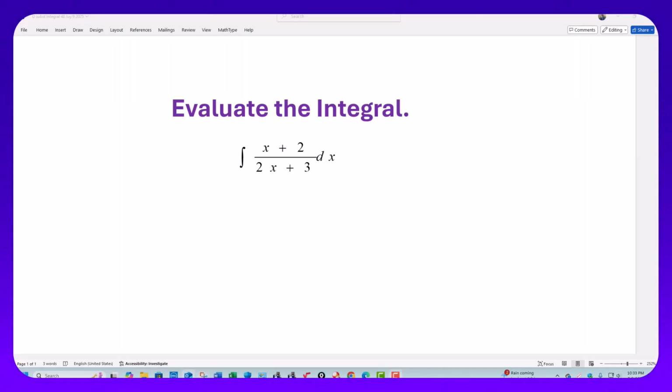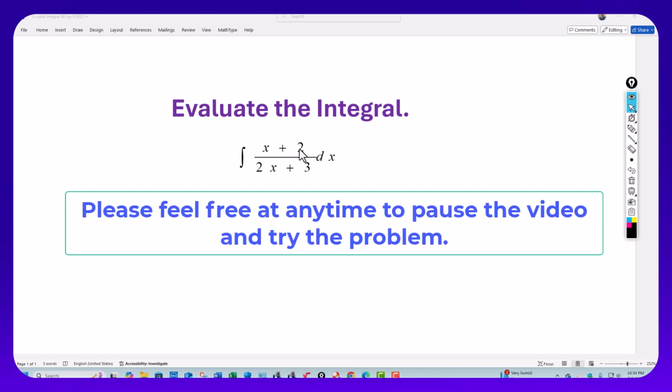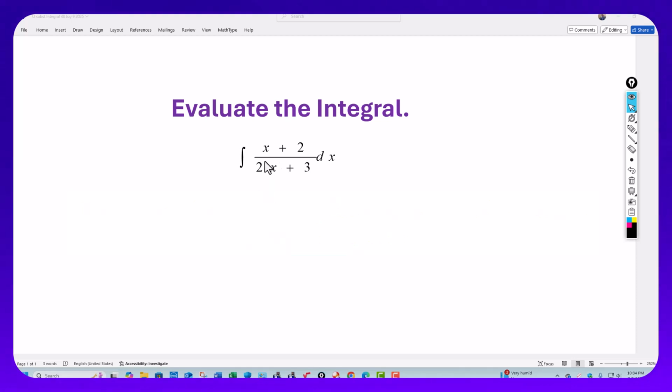In this video, we have the integral of x plus 2 over 2x plus 3. You might consider partial fractions, but we only have one function here. It's not simplified, but you can do it at least three ways. Will a u substitution work?